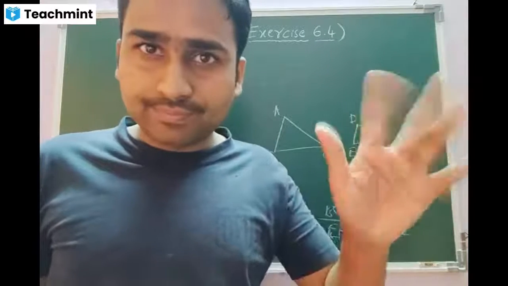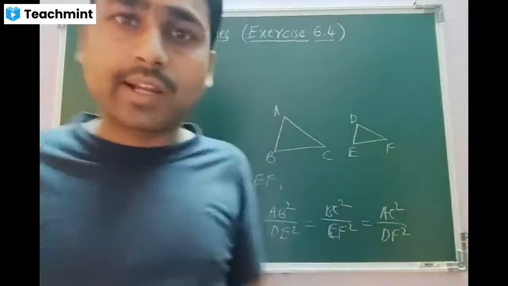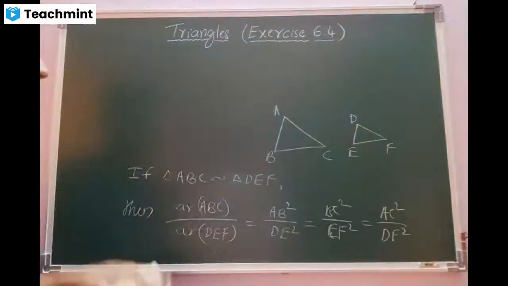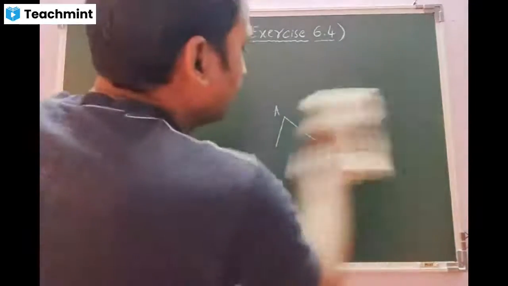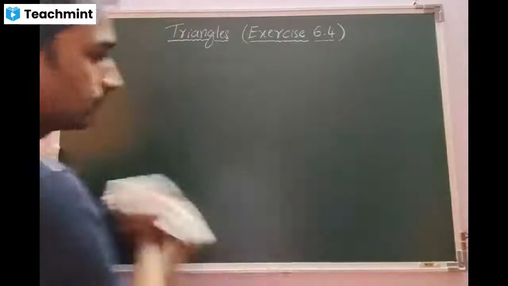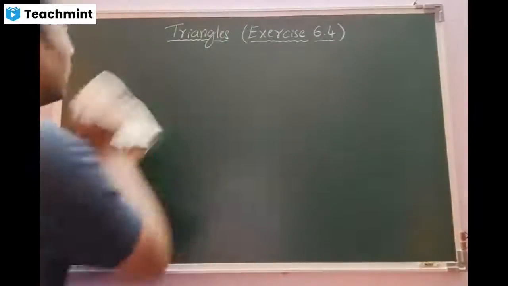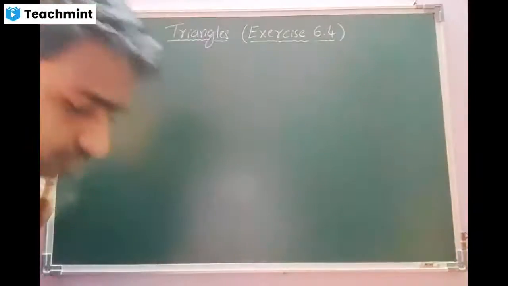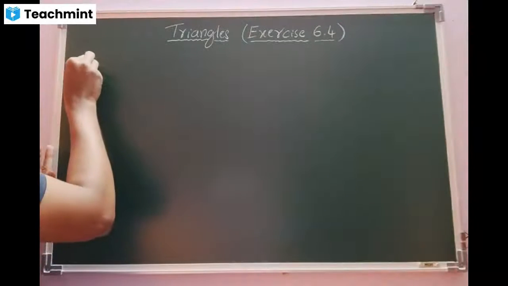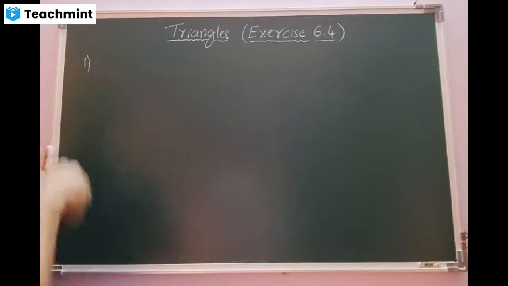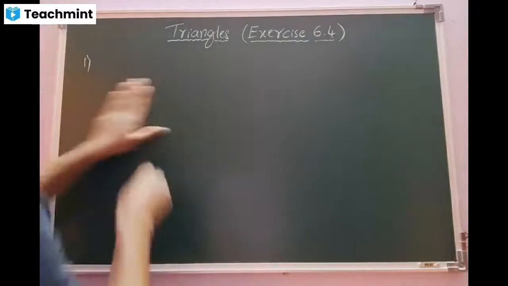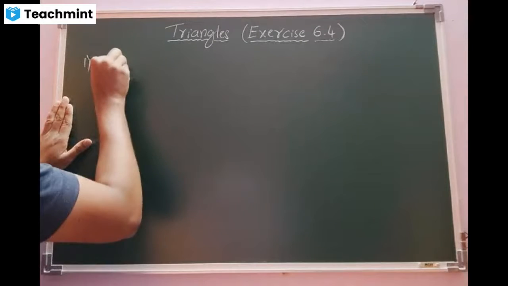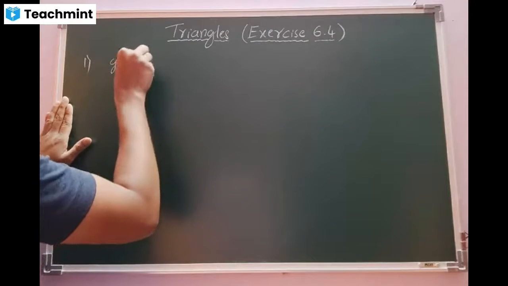Who will read? Yes, Akshata. Exercise 6.4. Let triangle ABC be similar to triangle DEF and their areas be respectively 64 centimeter square and 121 centimeter square. If EF is equal to 15.4 centimeter, find BC.